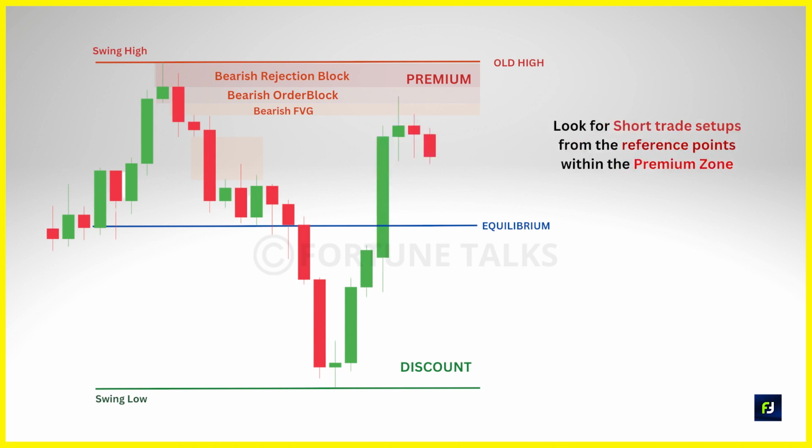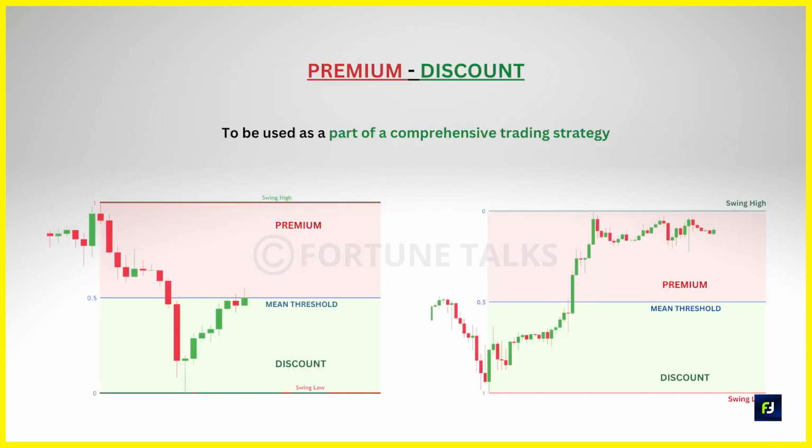When the market takes liquidity, forms a swing low, and trades above the equilibrium region, you can wait for institutional reference points like bearish fair value gaps, bearish order blocks, etc. These reference zones are where sellers might dominate, pushing the prices down from these premium levels. If the overall bias is bearish, you can take a short trade entry, which will present you with a high probability trade setup. So these are all the important things that you need to know about premium and discounts.